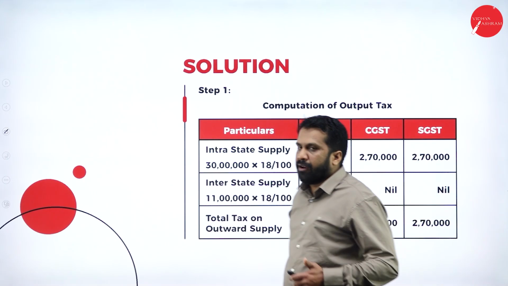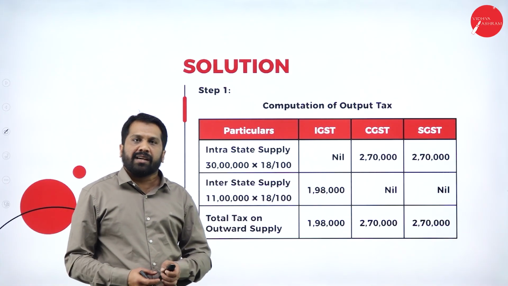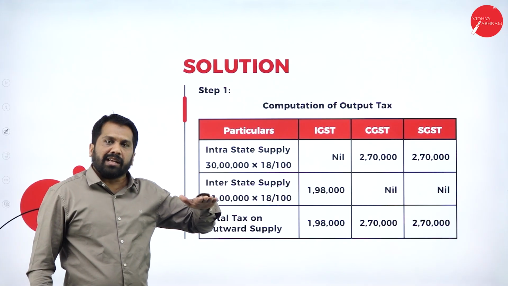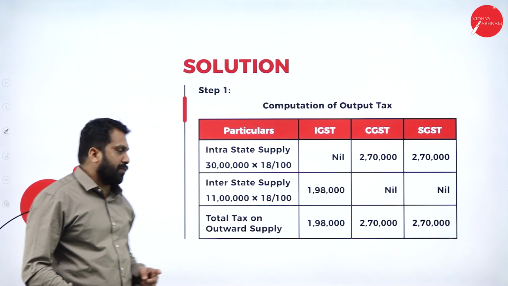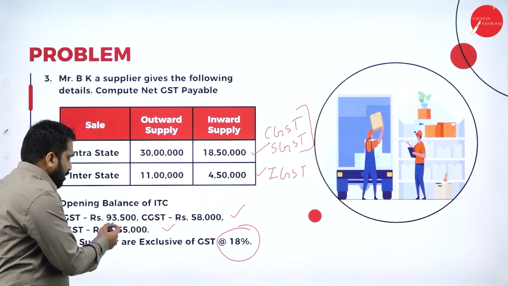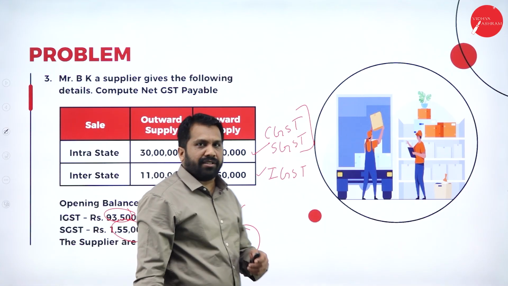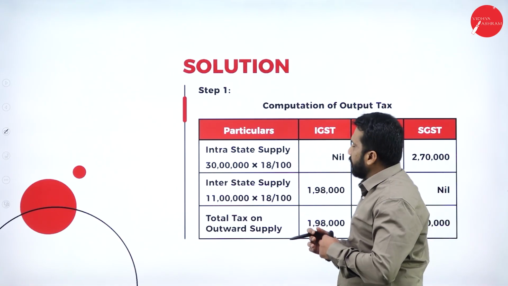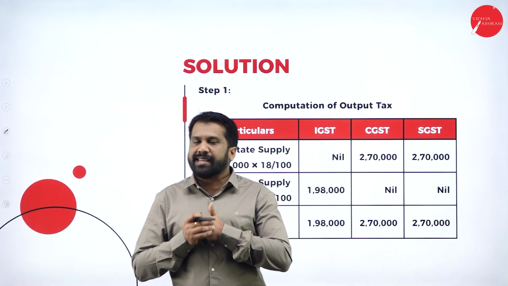Now, simple one. First you find out outward tax, then you find out inward tax. Outward minus inward. The balance should be adjusted with input tax credit. What is input tax credit? See, already you have a credit of this much. This has to be deducted. I'll show you that. First one, computation of output tax. Output tax means what? Tax on sales.